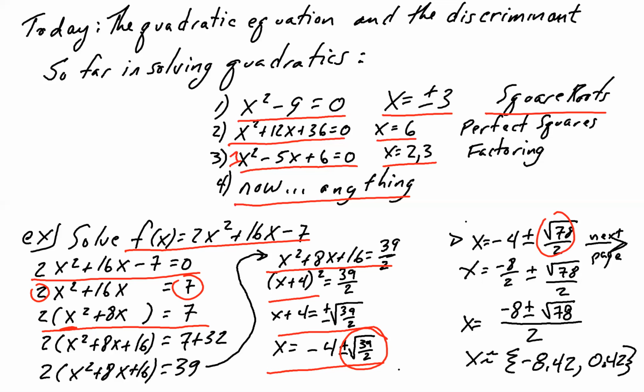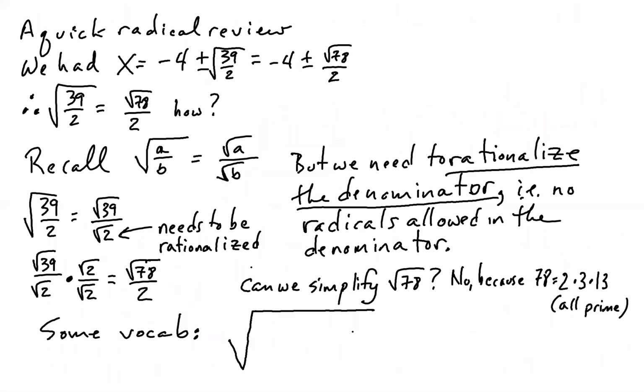Now, just to take a look at how we did that. Well, we had x was minus 4 plus or minus the square root of 39 over 2. And I say that that square root of 39 over 2 is the same thing as the square root of 78 over 2. And how do we get there? Well, recall that if we have the square root of a quotient, we can take the square root of the numerator and the square root of the denominator separately. But we have to make sure that the denominator contains no radicals. We have to rationalize the denominator.